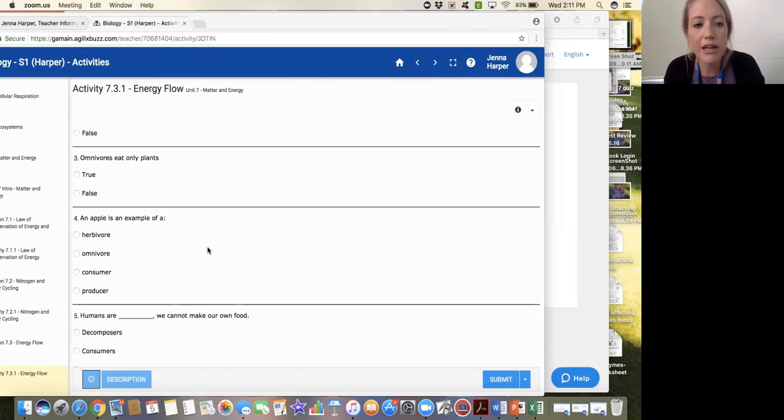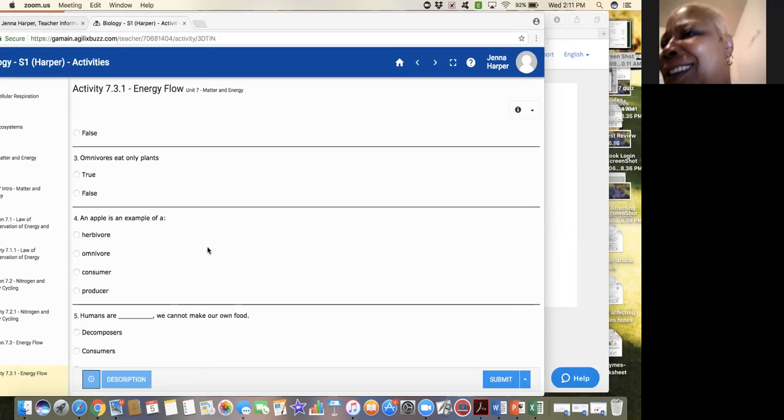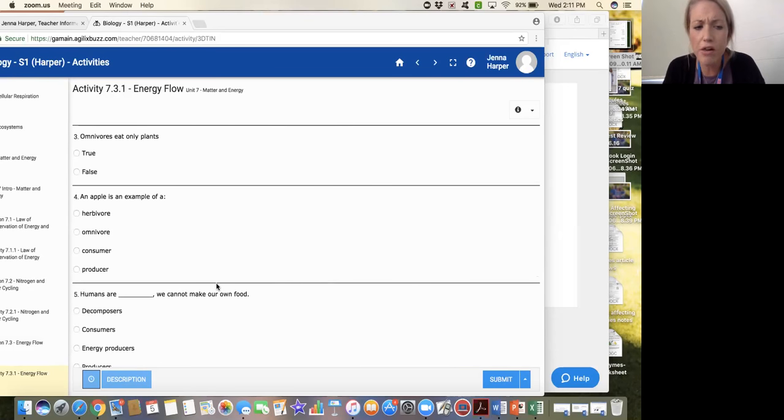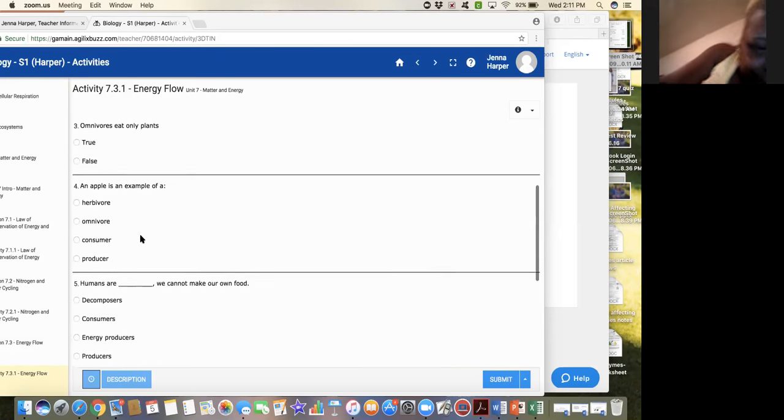As compared to a consumer, if I was a producer, my grocery bill would be so awesome, because all I would do is go sit on the roof and make my own sugars, and I would have no grocery bill because I'd make my own food. Wouldn't that be nice? But unfortunately, we have to go buy our food and consume it for energy. So an apple is a producer. Any questions on that? No, that one's pretty good.